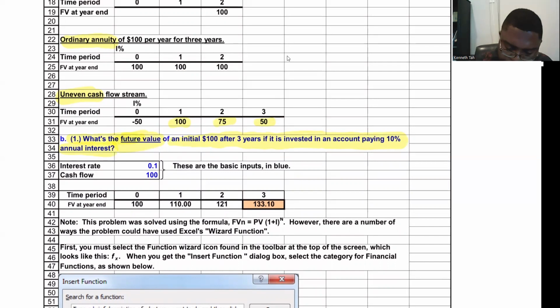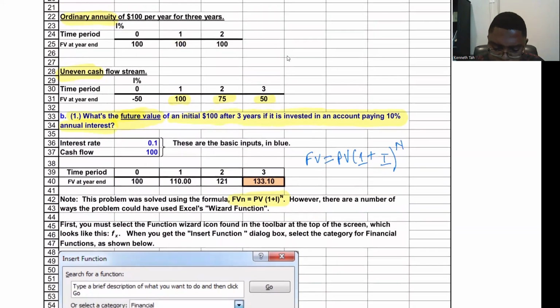If we are using the formula, future value is equivalent to present value times 1 plus interest raised to the power n. That is the formula to calculate future value. Again, future value is equivalent to present value times (1 + I), for interest, raised to the power n, for the number of periods.